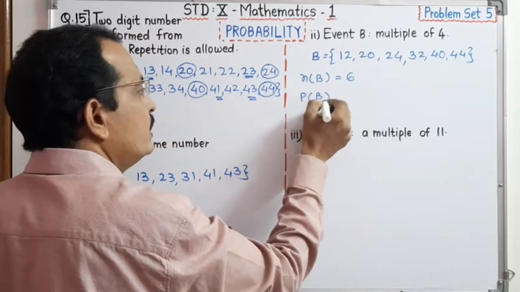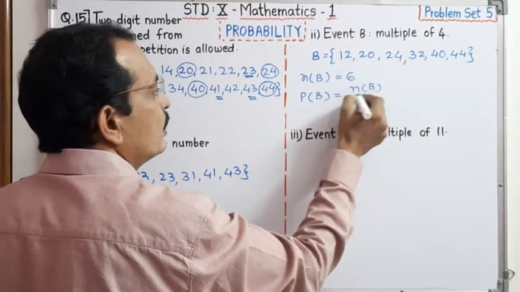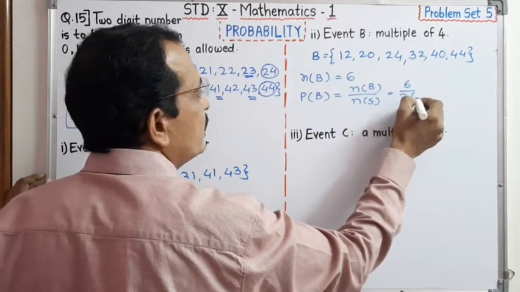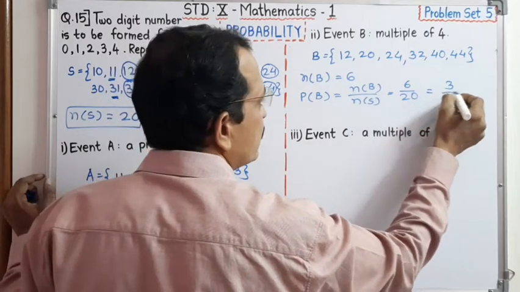Probability of event B is equal to number of B upon number of S. Number of B is 6 upon 20. Again, dear student, it is 3 upon 10.